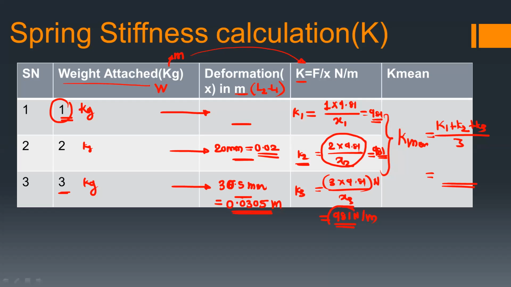As we are conducting this experiment in the software, we are getting the exact value for all 3 readings. But physically, when you are conducting this experiment in the laboratory, you may get variation in the results K1, K2, and K3. So take the mean value. So the mean is the same. It is 981 Newton per meter. So this is the first part to find out the unknown value of the spring stiffness.